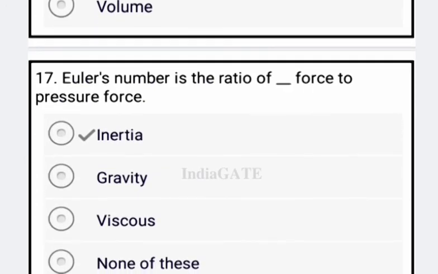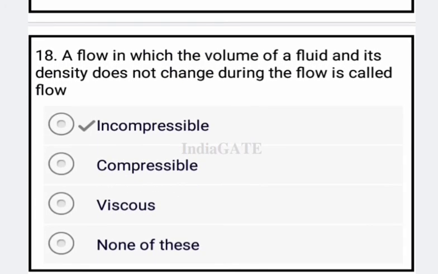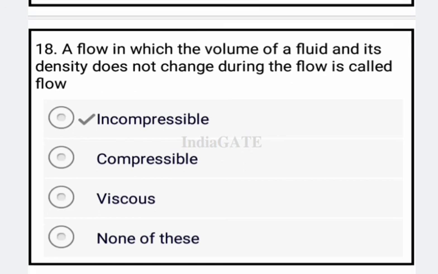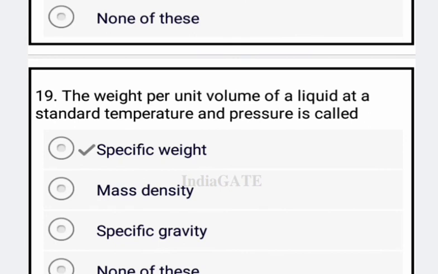Next. Euler number is the ratio of dash forces to the pressure forces. Option A is correct, that is inertia forces. Next question. A flow in which the volume of a fluid and its density do not change during the flow is called dash flow. Option A is correct, that is incompressible. Next question. The weight per unit volume of a liquid at standard temperature and pressure is called? Option A is correct, that is specific weight.